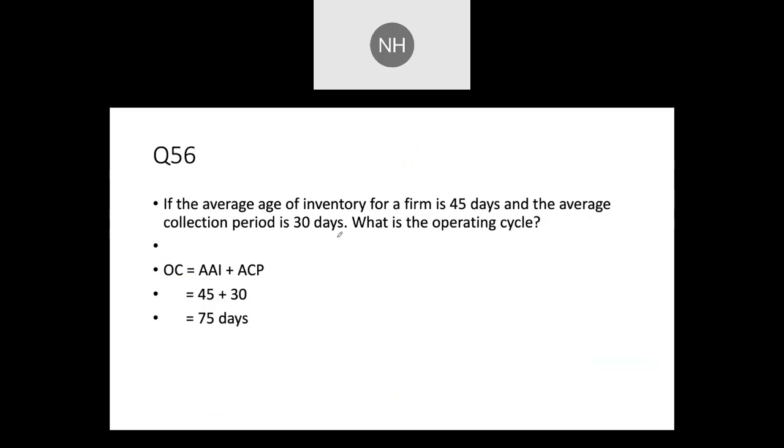Okay, question number 56. This is from the last chapter, that is short-term financing. Now, in short-term financing, the most important principle we have to learn is about the business cycle and how to calculate the operating cycle, the cash conversion cycle, and the resource invested. So let's see. In this problem, average age of inventory is 45 days, average collection period is 30 days. What is the operating cycle? Now, what are these? You should remember it. Try to revise from the review questions.